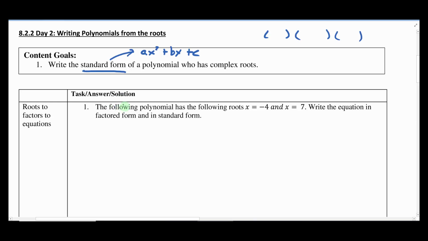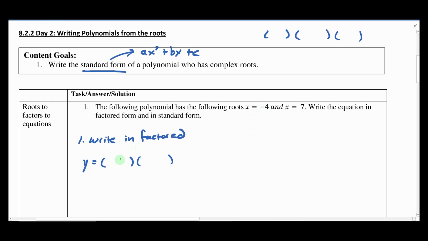So here in this problem, they're telling us the polynomial has the roots -4 and +7, all right? So, step number one here should be to write this thing in factored form, because we know how to do that. We can get an equation for sure in factored form, so we can say something like y equals, and then write our equation like this.